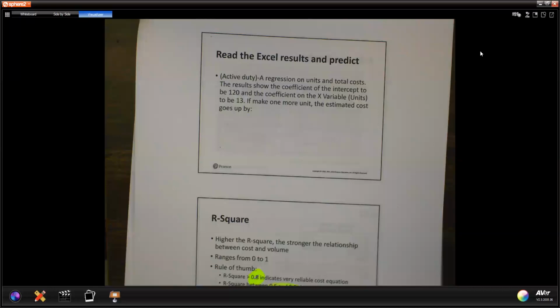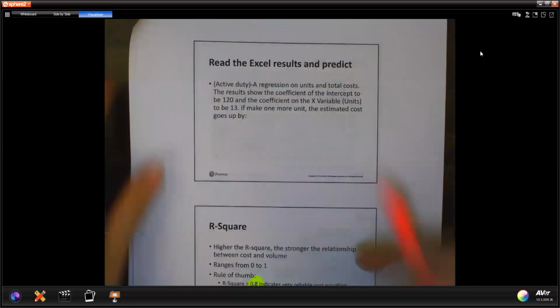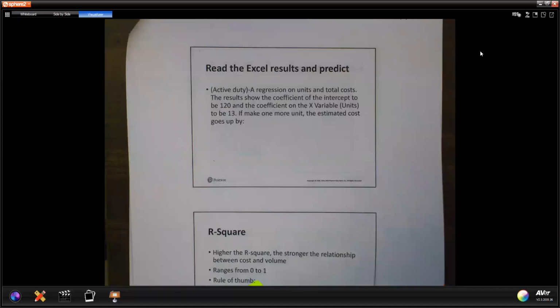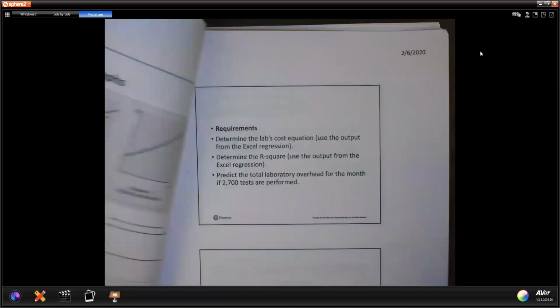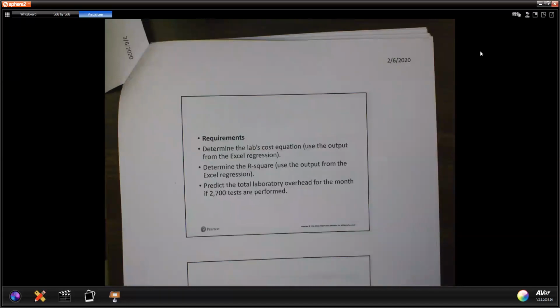Okay, then also use that to make a prediction. Once you get your model, make sure you can use it to make a prediction.